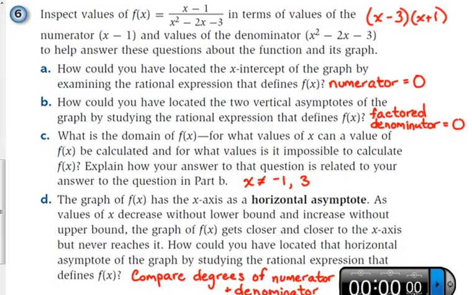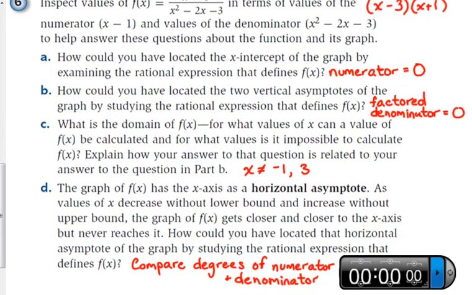Part D starts talking about something called a horizontal asymptote, and it explains it. It says as values of x decrease without lower bound. So that means as our x values are going over here as far as we can go to the left, as x is going towards negative infinity, the graph of the function gets closer and closer to the x-axis.